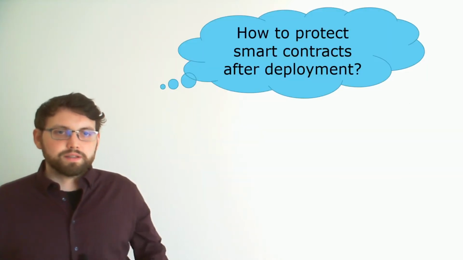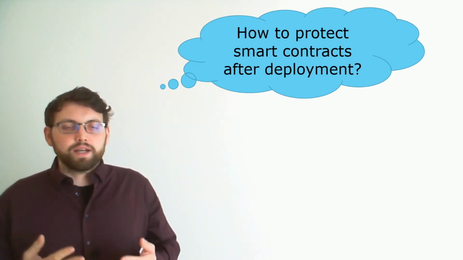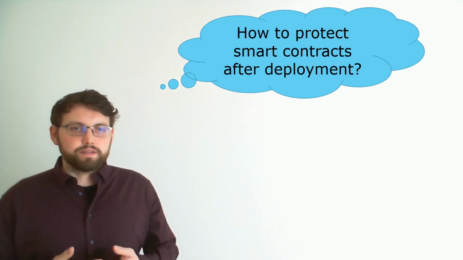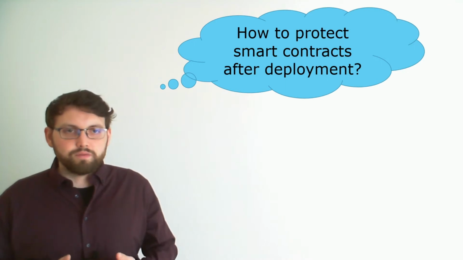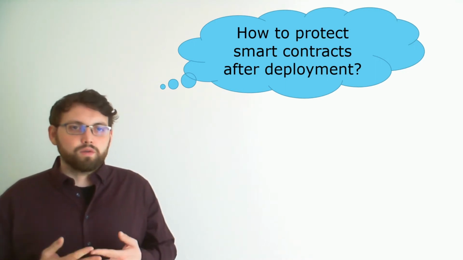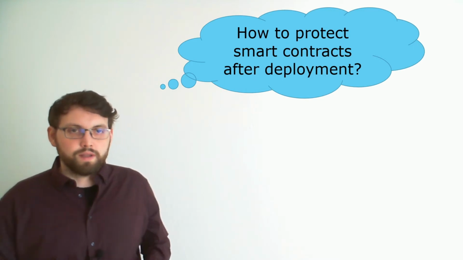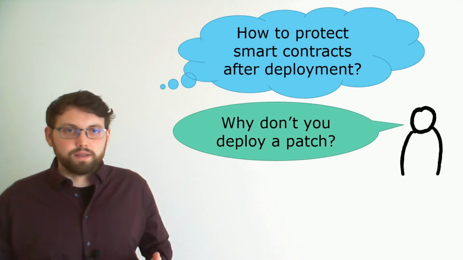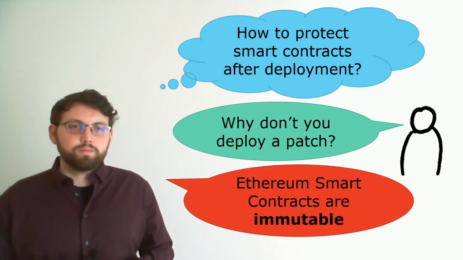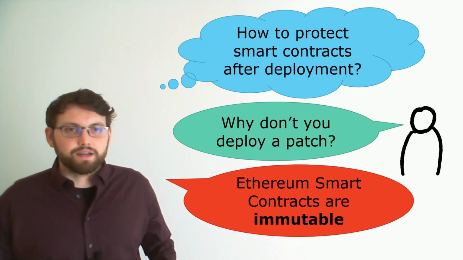Now, when we started this project, we really had one question. How do you protect a smart contract after deployment? Imagine this: you develop your smart contract, you deploy it to the blockchain, you have a lot of users interacting with your smart contract, and then you find out it has a security issue. What do you do then? In a traditional software setting, you would say, why don't you just deploy a patch, right? But in Ethereum and many other blockchain platforms, smart contracts are immutable, so they cannot be changed after they have been deployed.